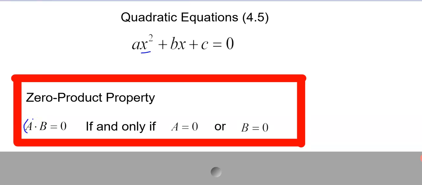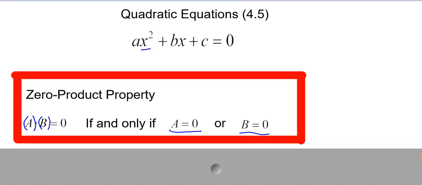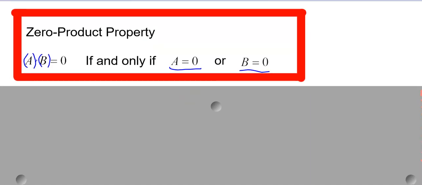But when two numbers are multiplied together, two factors we call those, multiplied together to make zero, then one of the factors, either the a or the b, would have to be zero, or both would have to be zero if they multiplied to make zero. That's what makes what we're about to learn about factoring work. That's the engine that makes what we're about to do work.